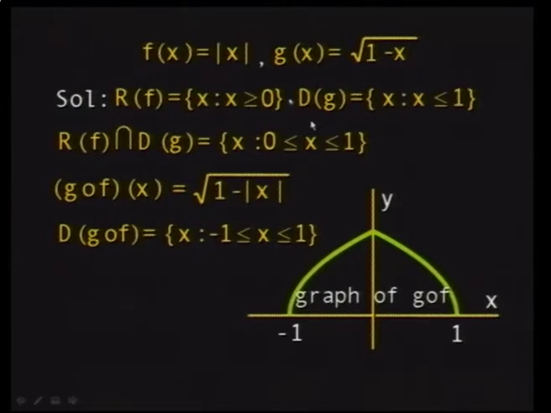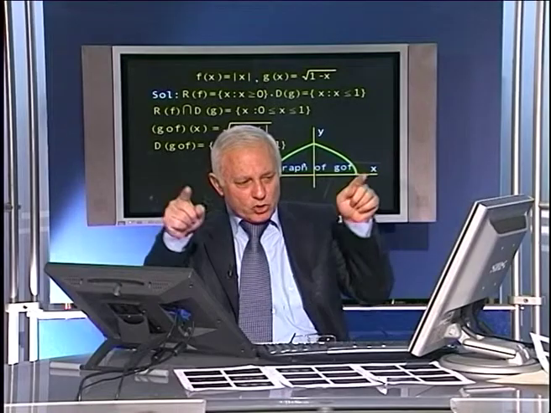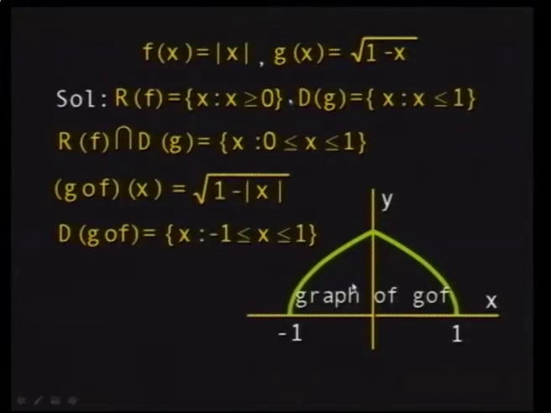Now you have two possibilities of doing this. Either you investigate the intersection between the range of the inner function and the domain of the outer function. And once you obtain the intersection, you go back to f of x, mod x. How do you obtain a value of x such that mod x runs between 0 and 1? If mod x runs between 0 and 1, then x must lie between -1 and 1. And this is actually the domain of the composition.